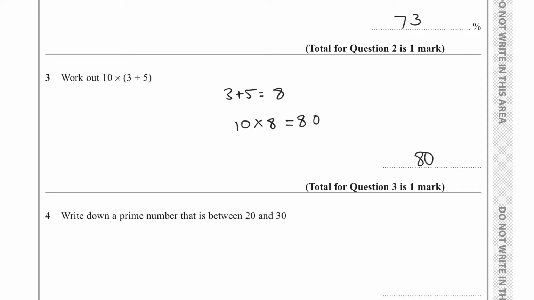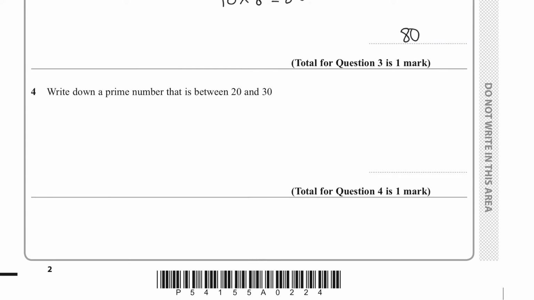So that's that answer. And then moving down to the next question, it says write down a prime number that is between 20 and 30. Remember, a prime number is a number where the only way to make it by multiplication is by timesing 1 by itself. So we can think of one, which is 23. Another one that you could have used is 29.